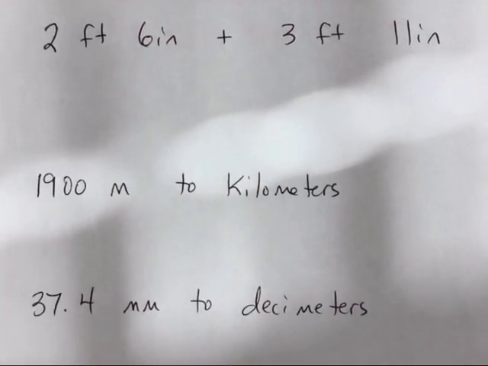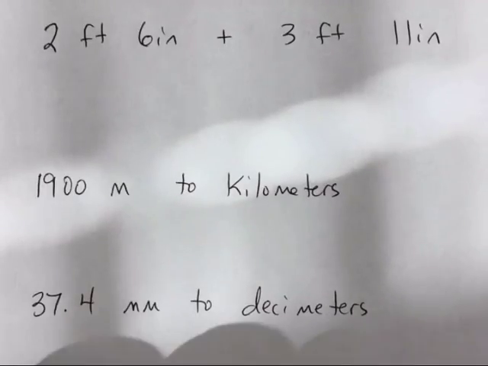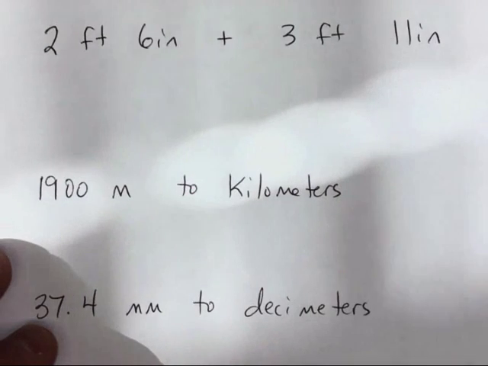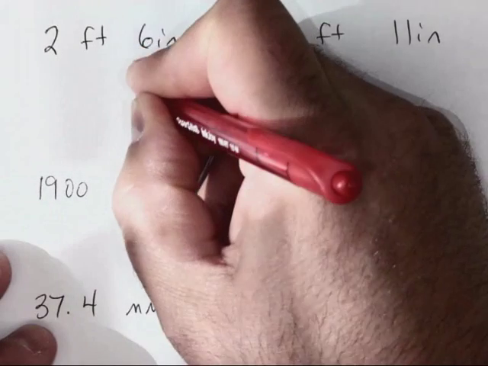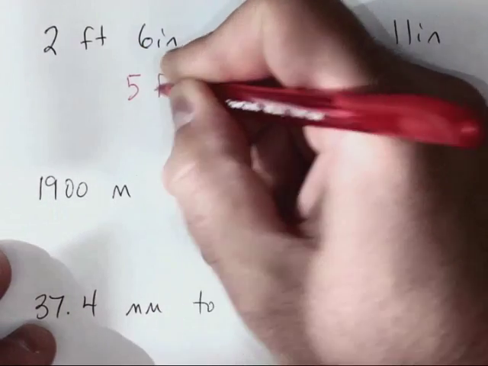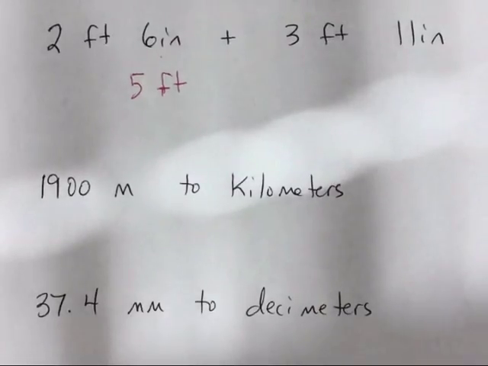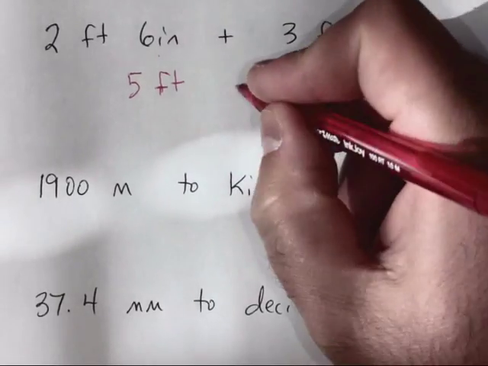Another problem here dealing with adding measurements. So 2 feet 6 inches plus 3 feet 11 inches. So you can add the units together that match. So we can add feet and feet, right? So 2 feet plus 3 feet is going to give me 5 feet. And then add the inches. 6 inches plus 11 inches is going to give me 17 inches.